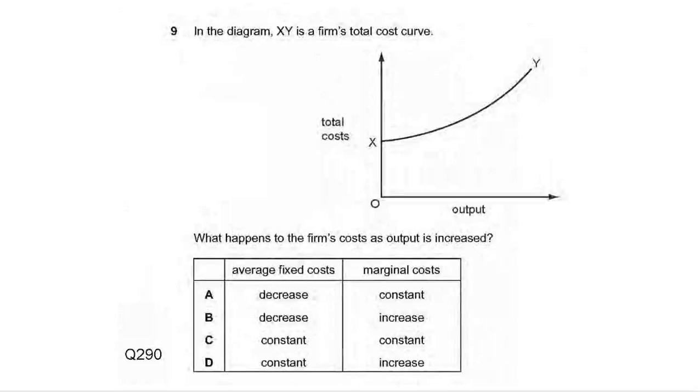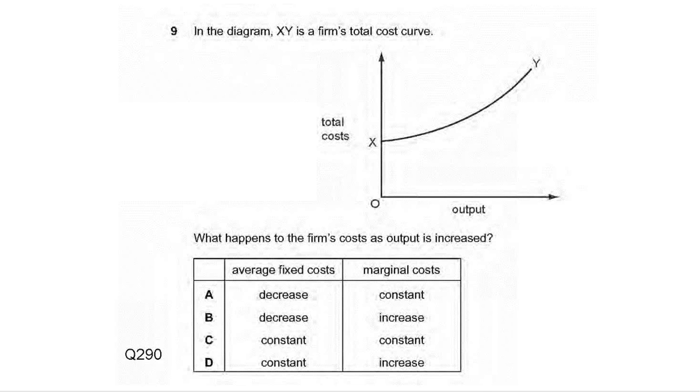But in this short video, I want to just recap some of the things that I was talking about and solve a past paper question that I found. In this diagram, XY is a firm's total cost curve. So if you remember from the last video, we talked about the total cost and how the marginal cost is what firms use to create the demand curve.